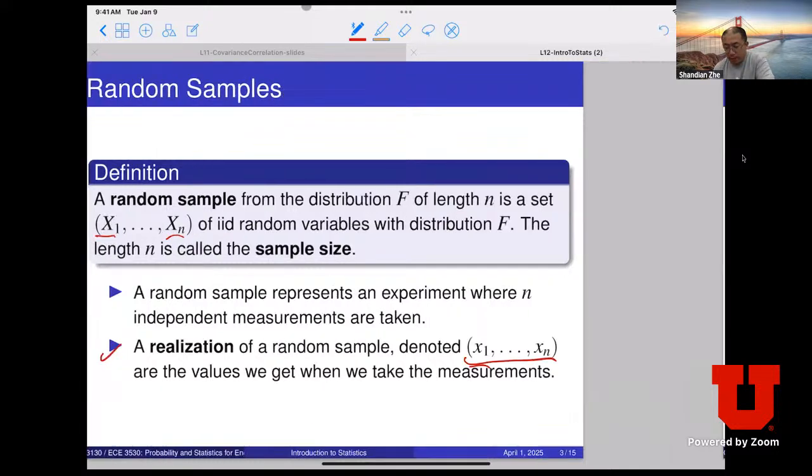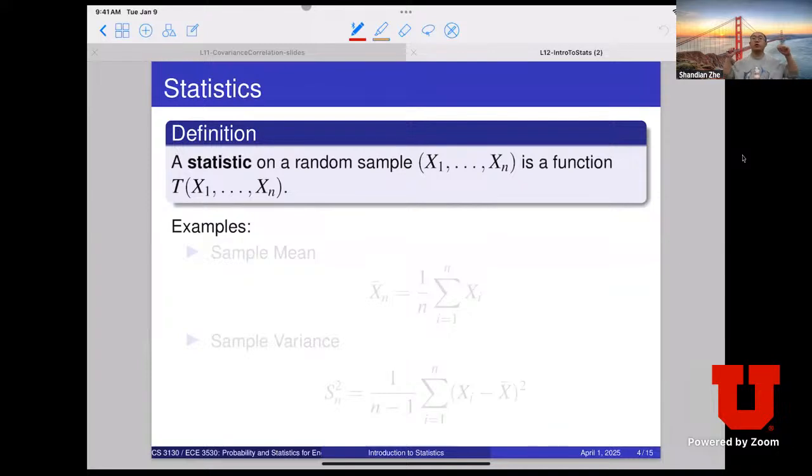Okay, great. So now we can define the so-called statistics. We mentioned that this discipline, named statistics, is about how you summarize information from the random sample. So what is a statistic itself? A statistic is essentially just a function of random variables. That's it. As we mentioned before, a random variable is a function, and a function of a random variable is also a random variable.